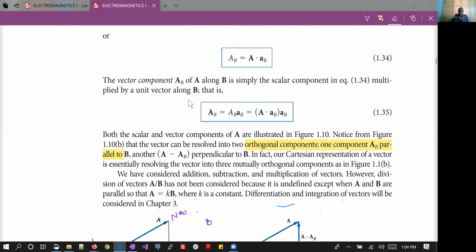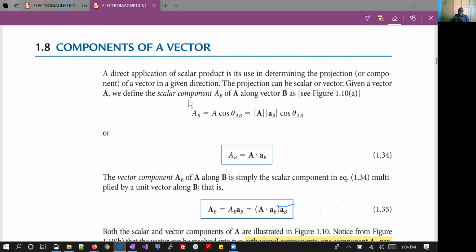That the vector, where did you start? A direct application of a scalar product is its use in determining the projection of a vector in a given direction. Talking about projection or component, the projection can be a scalar or a vector. Given a vector A, we define a scalar component AB of A along vector B, as we have seen in this diagram.